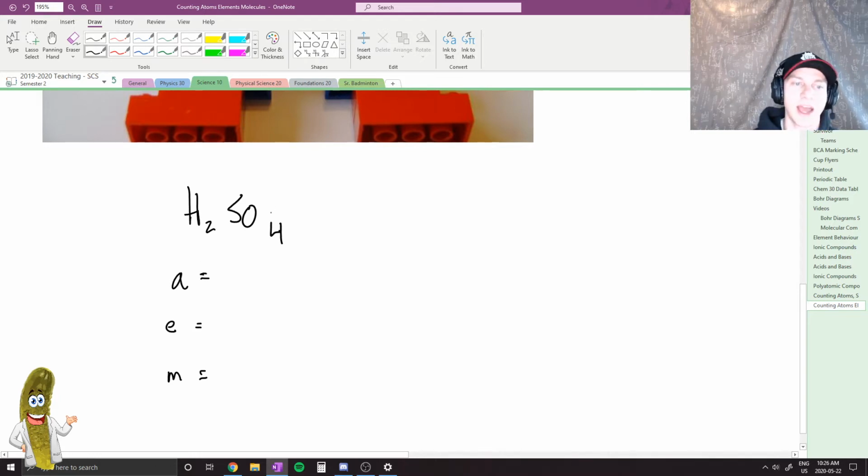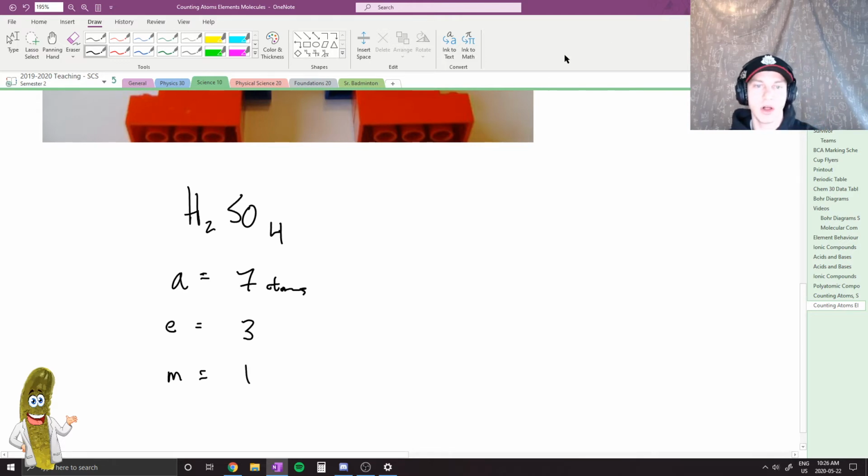In terms of the number of atoms, I said that you include the subscripts. So we have two hydrogens, one sulfur, and four oxygens. So 4 plus 1 plus 2 would give us 7 atoms. Number of elements, we have H, S, and O, meaning we have 3 elements. And the number of molecules, there's just one H2SO4, so we have one molecule.